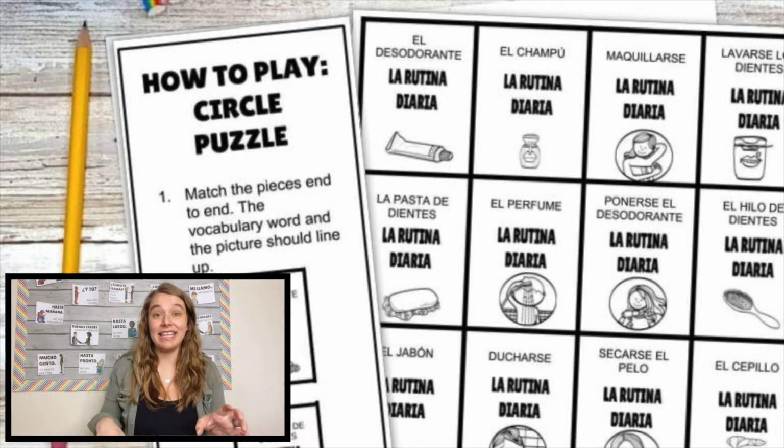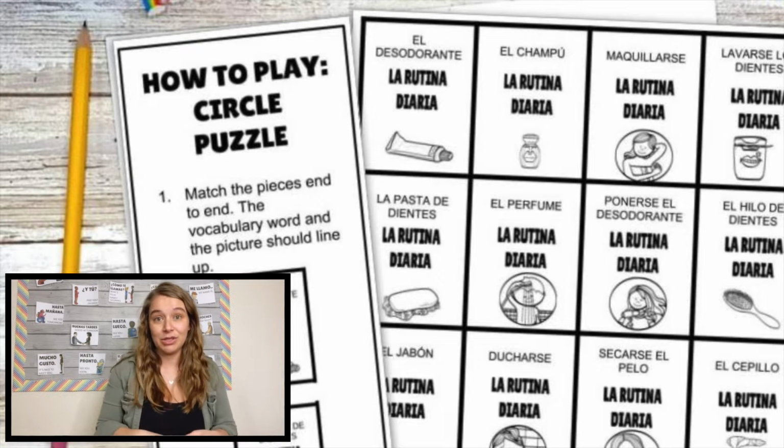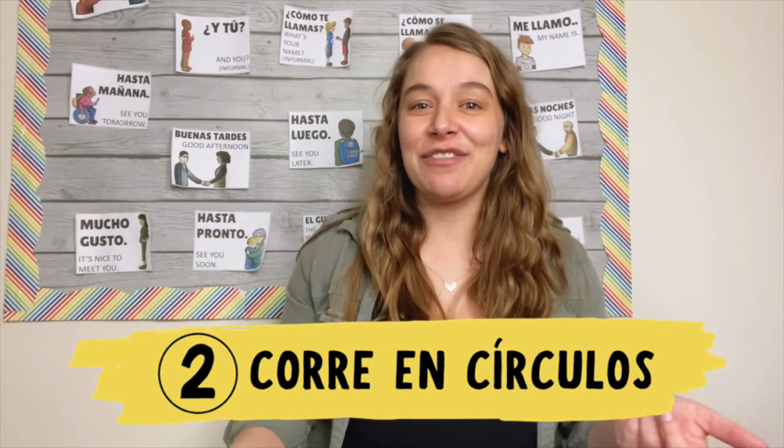which is where they have to connect the beginning and the end of the puzzle until it makes a big circle. If you're familiar with Corre and Círculos and you play the mini version, it's a very similar style. Speaking of, my second favorite review game to use in this unit is Corre and Círculos. And if you're not familiar with that, I'll link my video here explaining how to play that game.